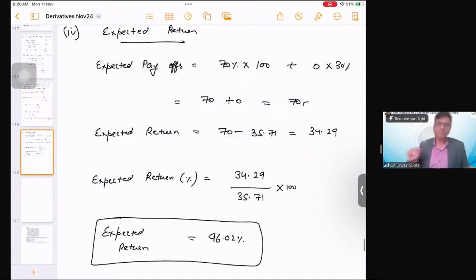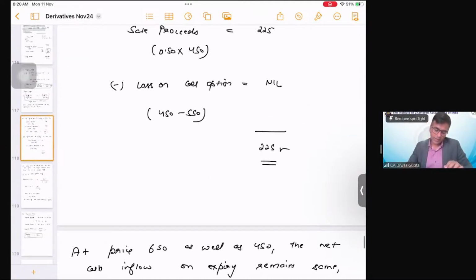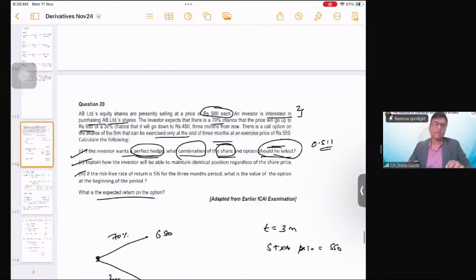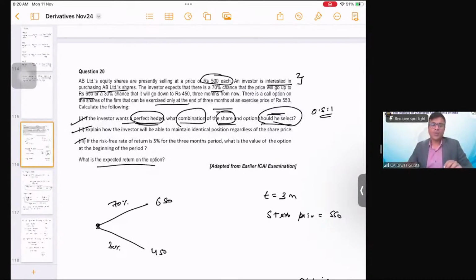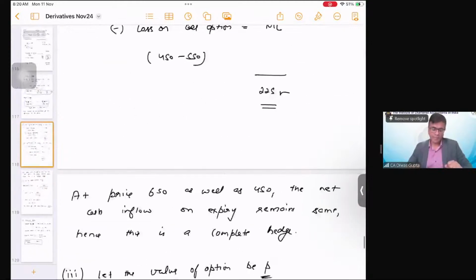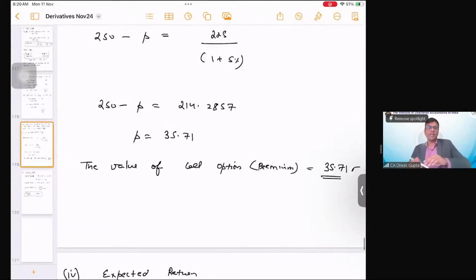Clear, students? So this expected return part is clear to all of you. So I think with this we complete question number 20. Now after question number 20, one more question is left on this topic, 21st, and after that we will start the Black-Scholes model, students. Before that, let's take a break for 10 minutes. So it's 8:20 right now. Let's reconvene at 8:30.